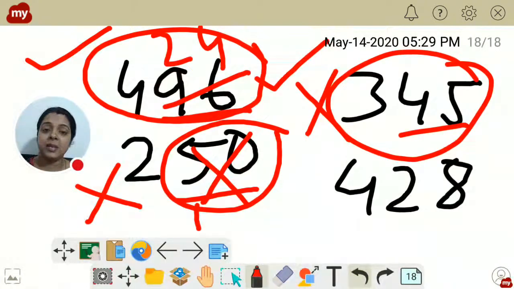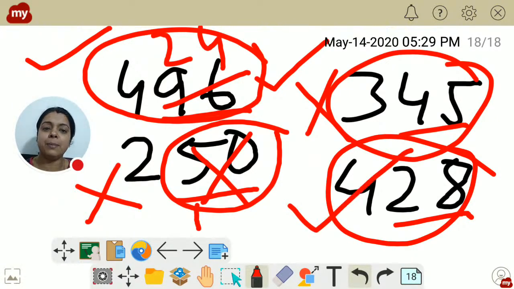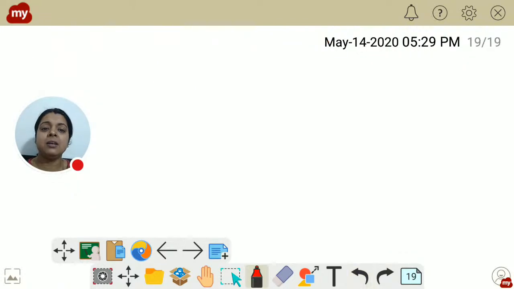Now the last one we have is 28. Let's see. 4 sevens are 28. Yes, 28 is divisible, so the whole number is divisible by 4. So finally, you can easily get to know whether a number is divisible by 4 just by checking whether the last two digits are divisible by 4 or not.